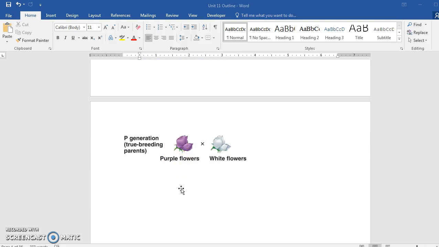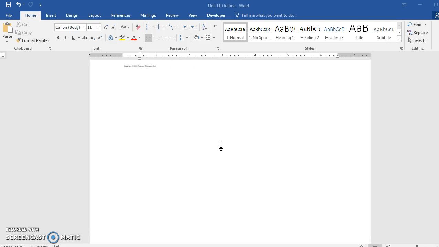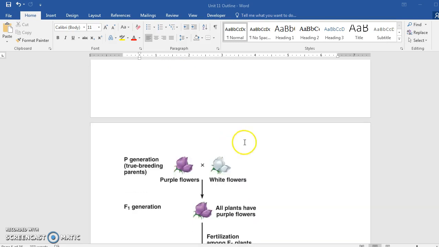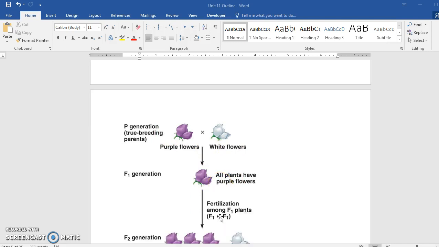The P generation, the parents, were pure or true breeding, so when the purple flowered plants were self-fertilized, all that they would produce would be purple. With the white flowered plants, they were pure breeding, so when they self-fertilized, the only color flower they would produce would be white flowers. That goes along with the true breeding. So you cross the purple flower plants with white flower plants, they're true breeding, all the offspring have purple flowers.